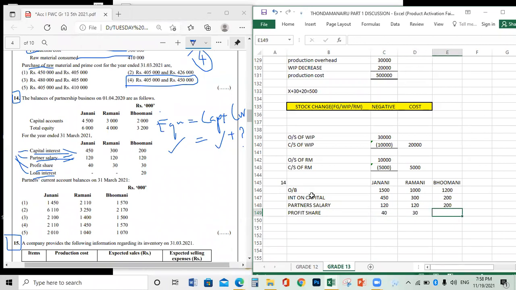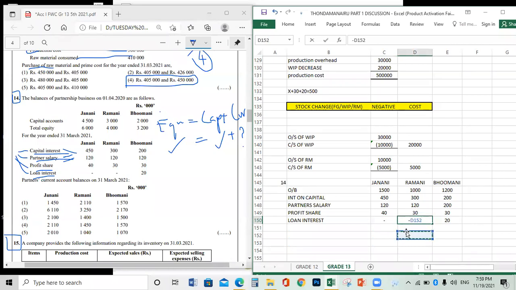And then guys, loan interest. You have to pay loan interest to the partner. So who is the partner who has given loan? The partner who has given loan only you have to pay interest. That is partner B. You have to pay an interest on 20.